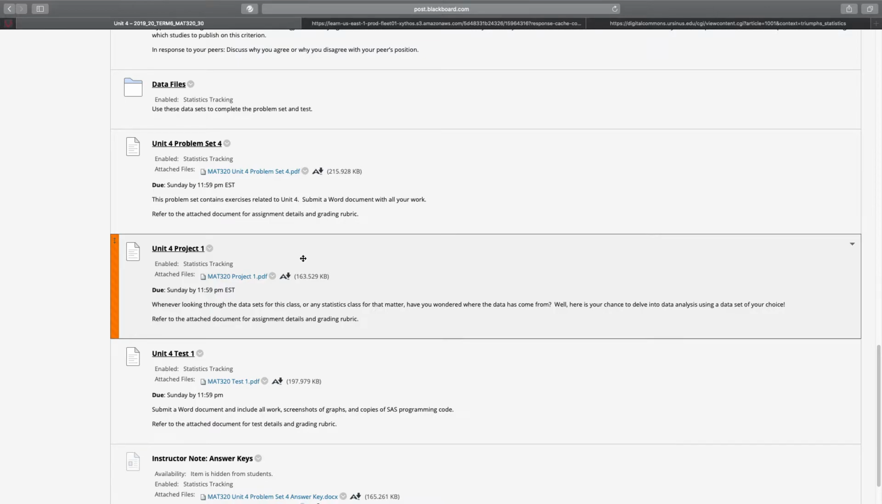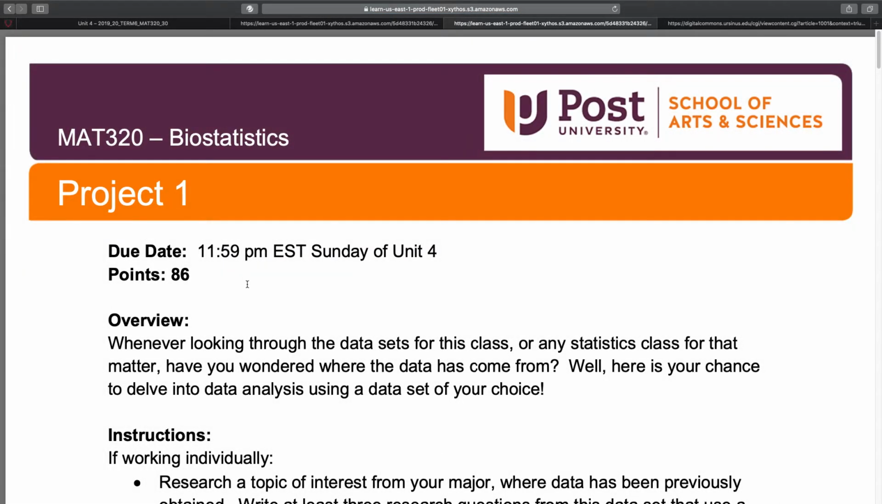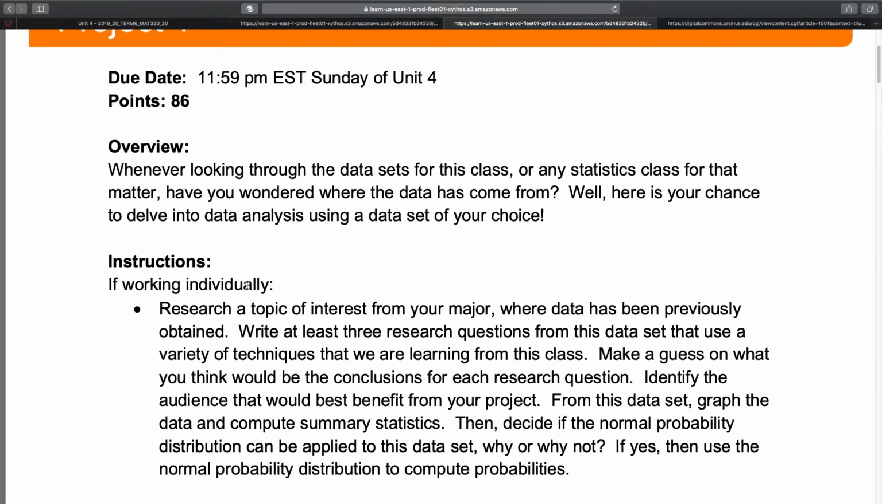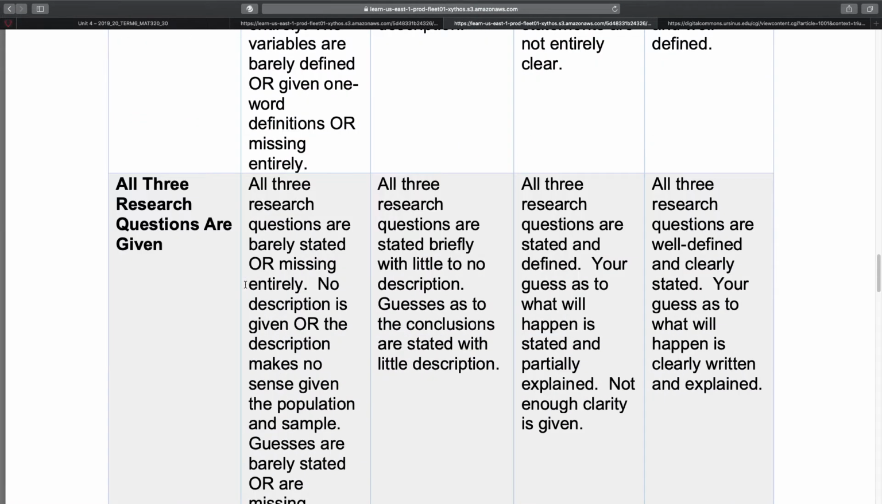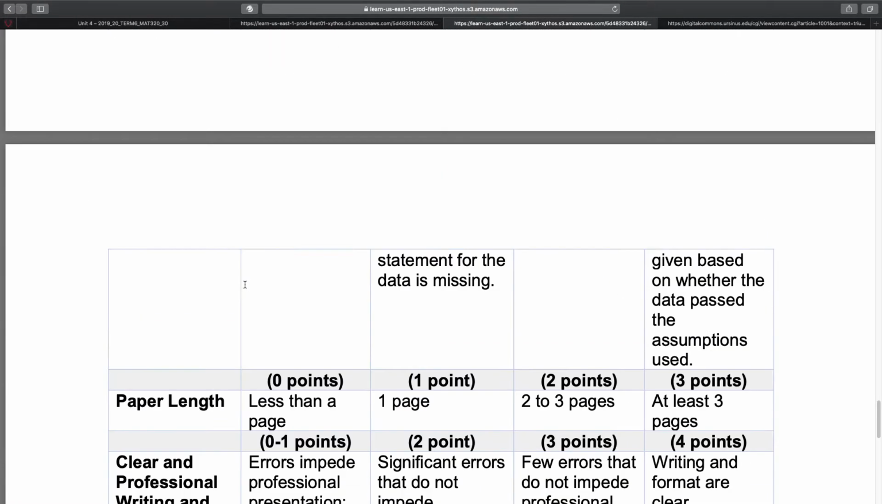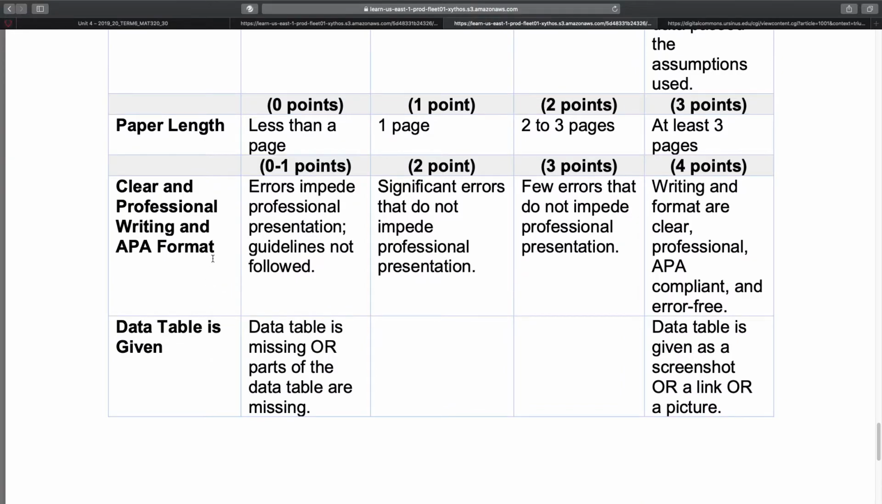The Unit 4 Project 1, which we've talked about before, is going to be due at the end of this unit as well. If you have not already seen the document, this is the overview, requirements, and then of course the rubric that you can also find on Blackboard.